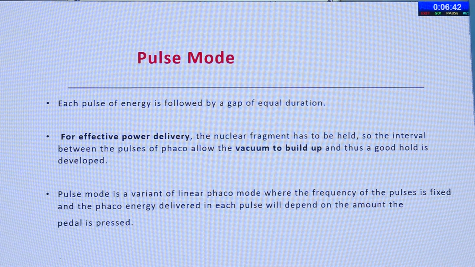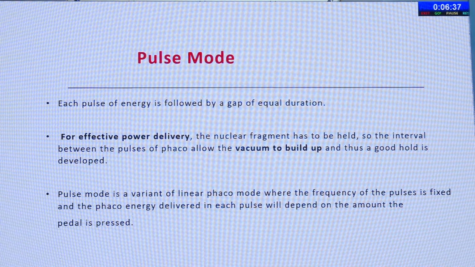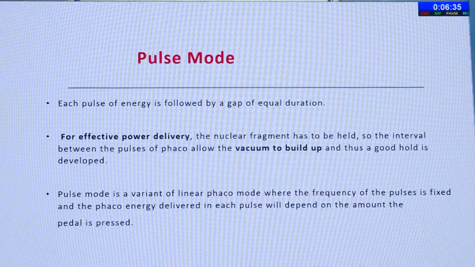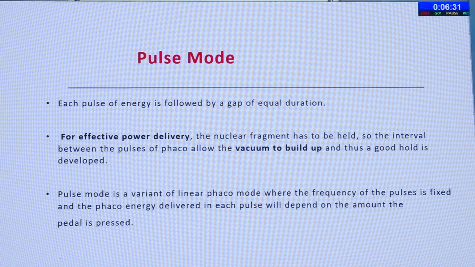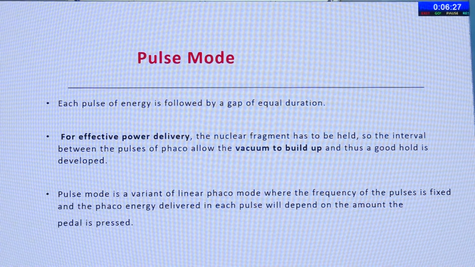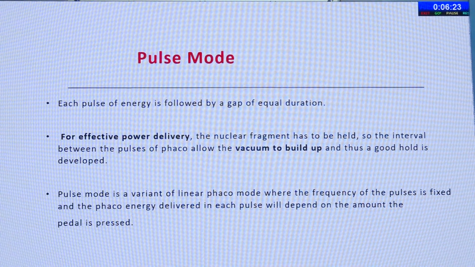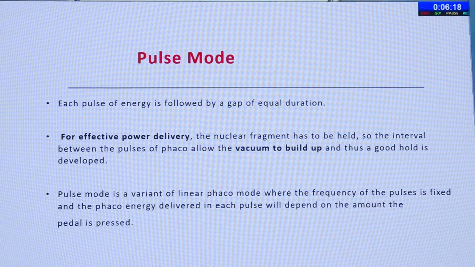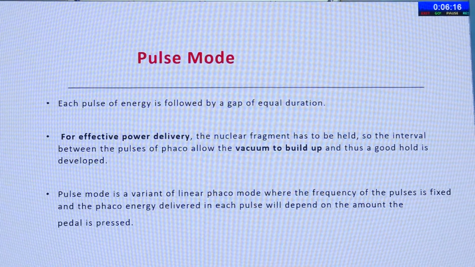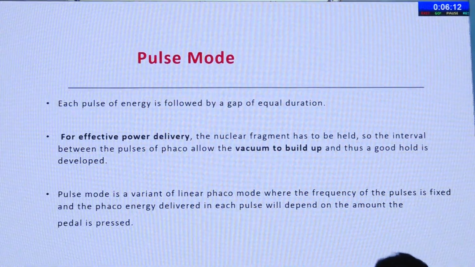Now there are other modes like pulse mode. I'm sure you must have heard about these modes. So pulse mode means each pulse of energy is followed by a gap. So the duration of the pulse that comes into the eye is equal to the gap that we give. Now this gap is very important because it helps in the vacuum buildup. Hence, pulse mode is a variant of linear mode where the frequency of pulses and the duration of pulses is fixed, but what amount of power will be delivered in that particular pulse will actually depend upon how much of the foot pedal you press.